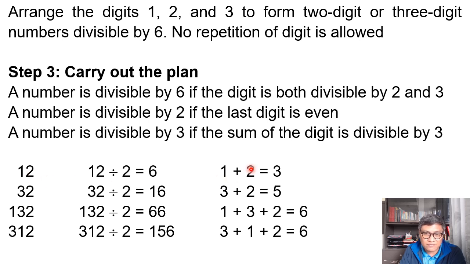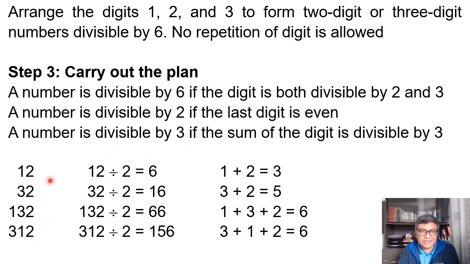So, I already have the 12. Then 32, again, I can divide 32 by 2, but if I'm going to add 3 plus 2, the result is 5, and you know that 5 is not divisible by 3. 132, I can divide 132 by 2 by its rule because it ends with an even number. But if I'm going to add 1 plus 3 plus 2, it is 6, and 6 is divisible by 3. 312, 312 is divisible by 2, check. And if I'm going to add again 3 plus 1 plus 2, the sum is 6, and 6 is divisible by 3.